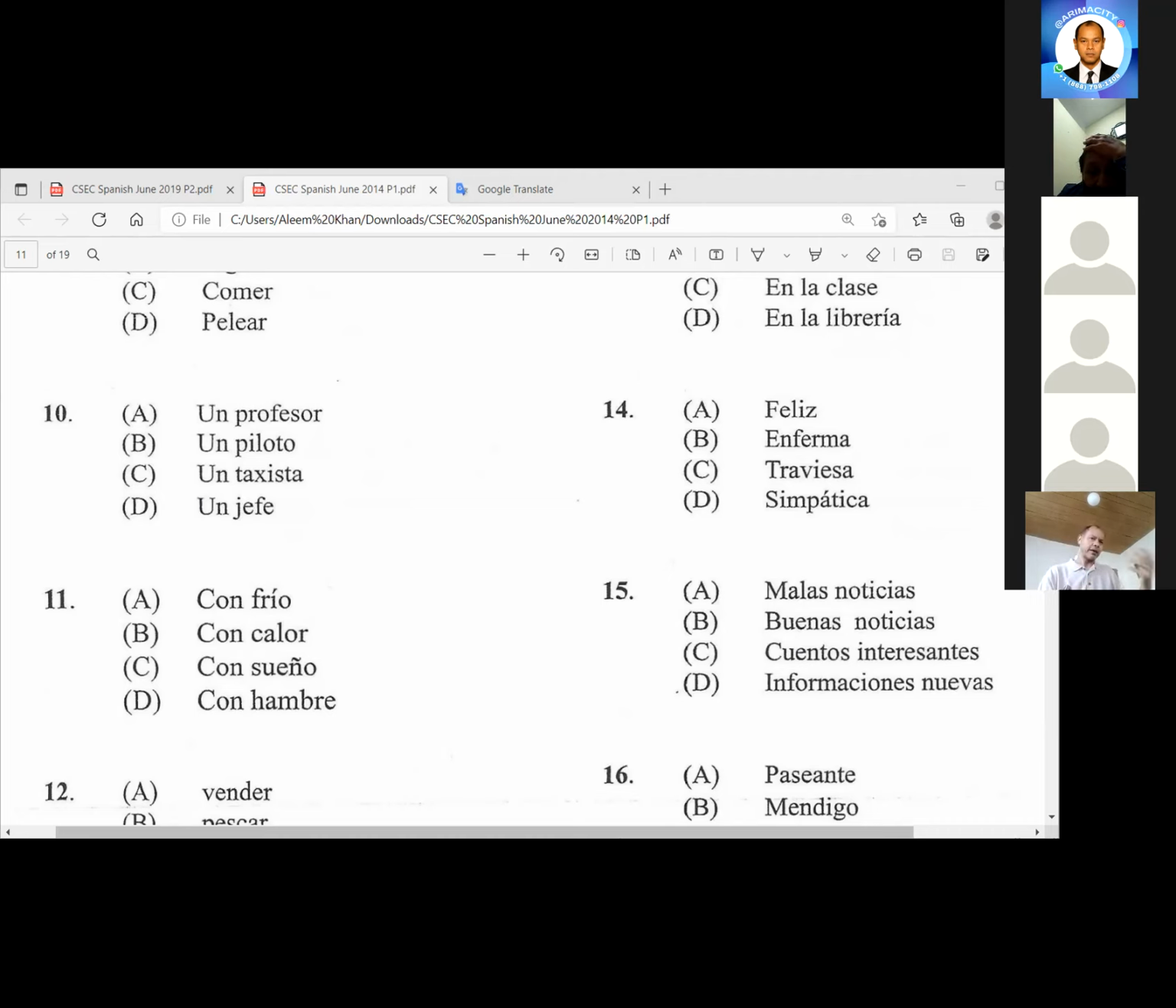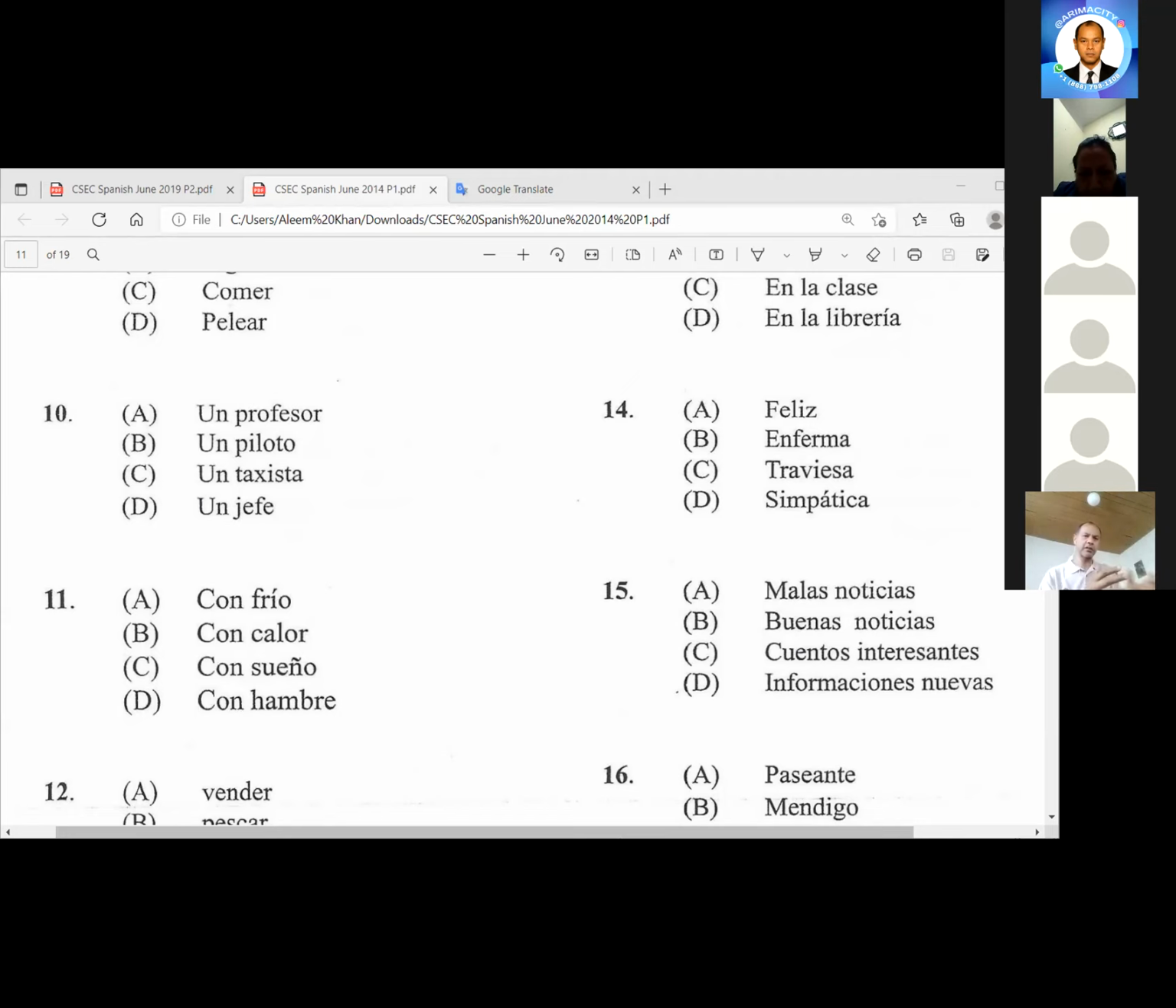Anyone has a second opinion? Okay, well, in CXC, very often when two answers can be correct, you will get both. You'll get the points for both. Okay, so cuentos interesantes. Excellent, that is correct.